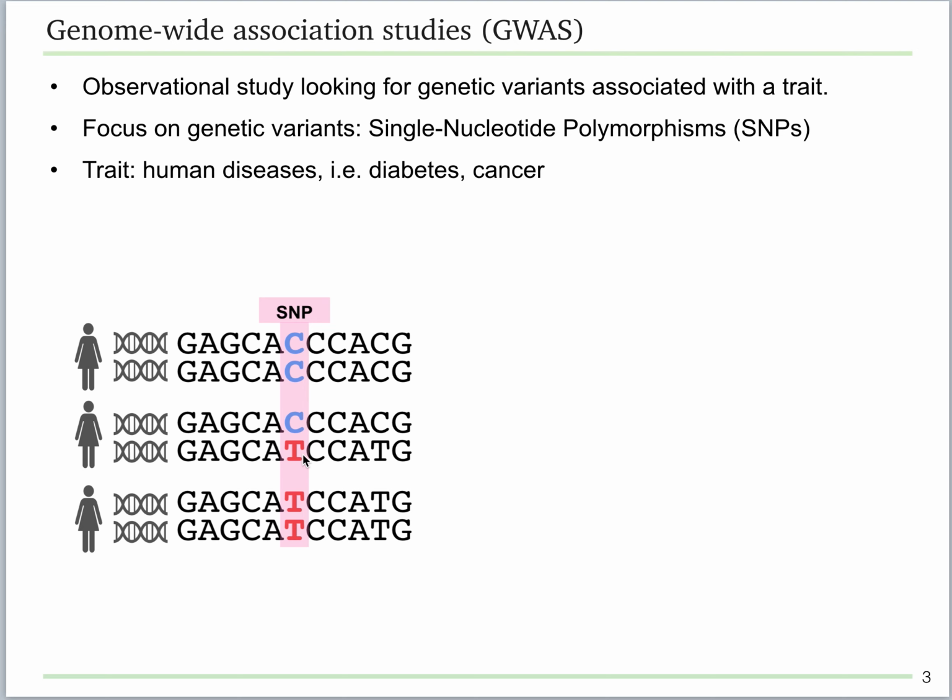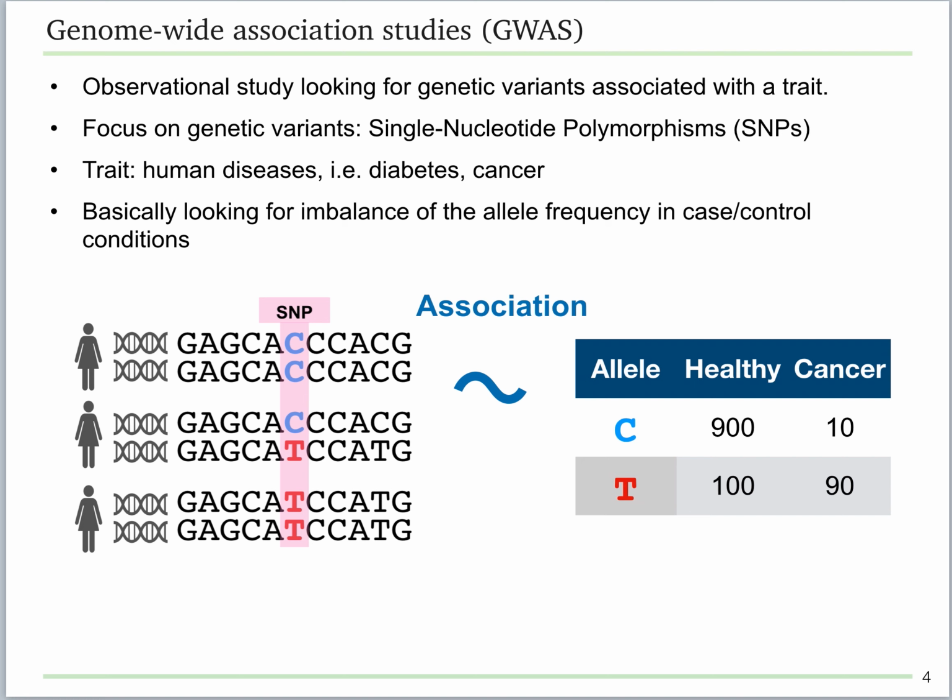Different alleles will have different natural frequency in a certain population, and this is how GWAS is utilized to discover associations with diseases. That is, GWAS basically looks for imbalance of the allele frequency between case population and control populations. For example, in this table, the proportion of T alleles in cancer patients is much larger than that of C compared to healthy people, so that with statistical tests, the significant association will be recorded for this particular SNP.